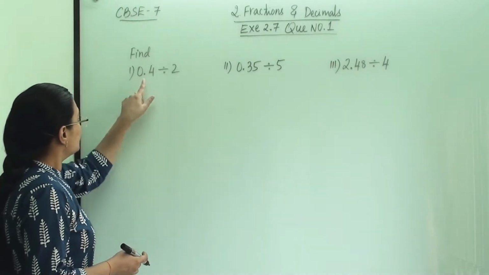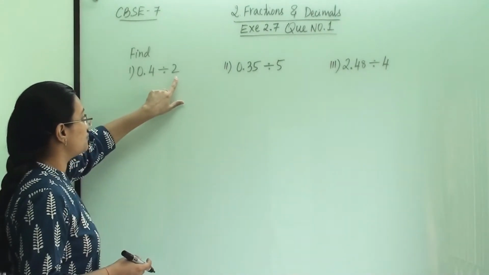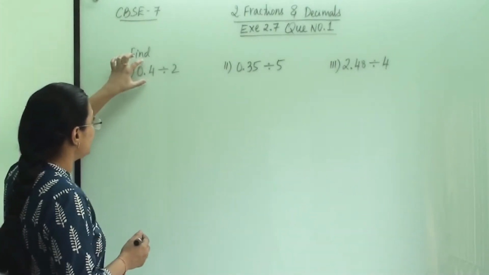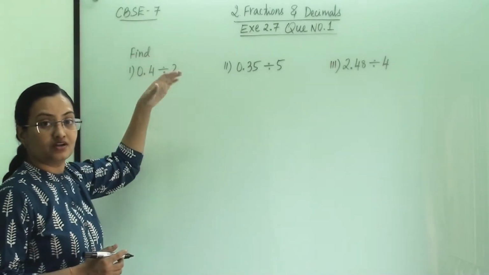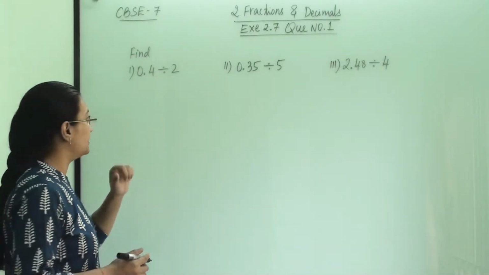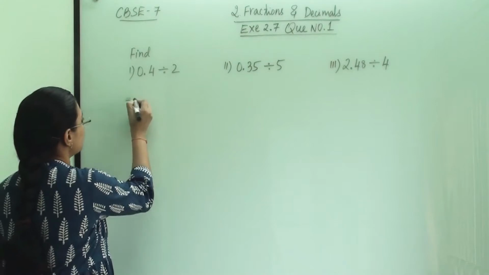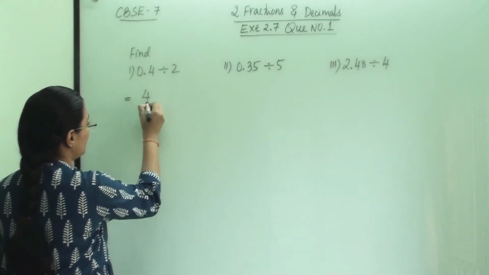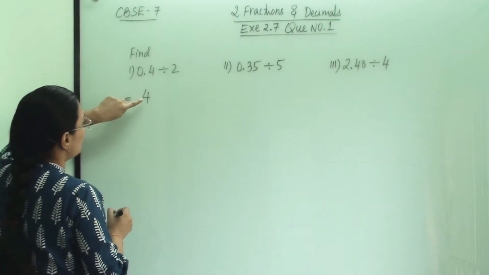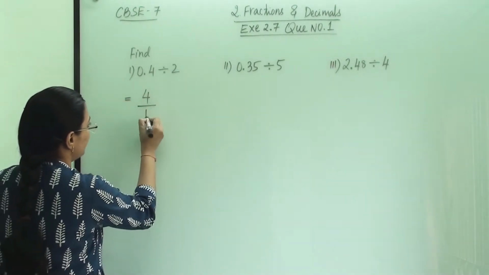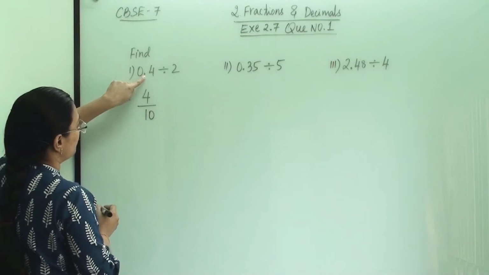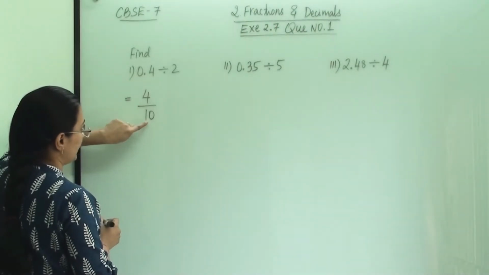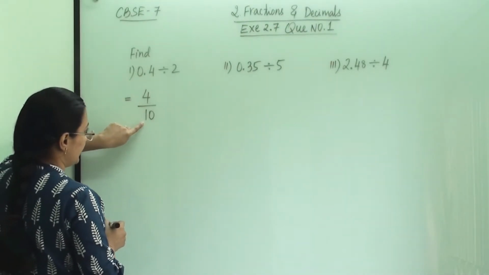So here 0.4 divided by 2 is there. First, let us convert both numbers into their fraction form. Then it is going to be easy. So how to convert this number into its fraction form? 4 divided by 10, because after the decimal point one number is there, so 10. 4 divided by 10.